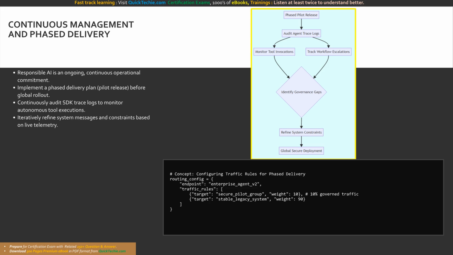Responsible AI is an ongoing, dedicated commitment to continuous improvement and relentless operational vigilance. By heavily instrumenting your architecture with these robust governance mechanisms, you ensure your enterprise AI systems remain exceptionally secure.